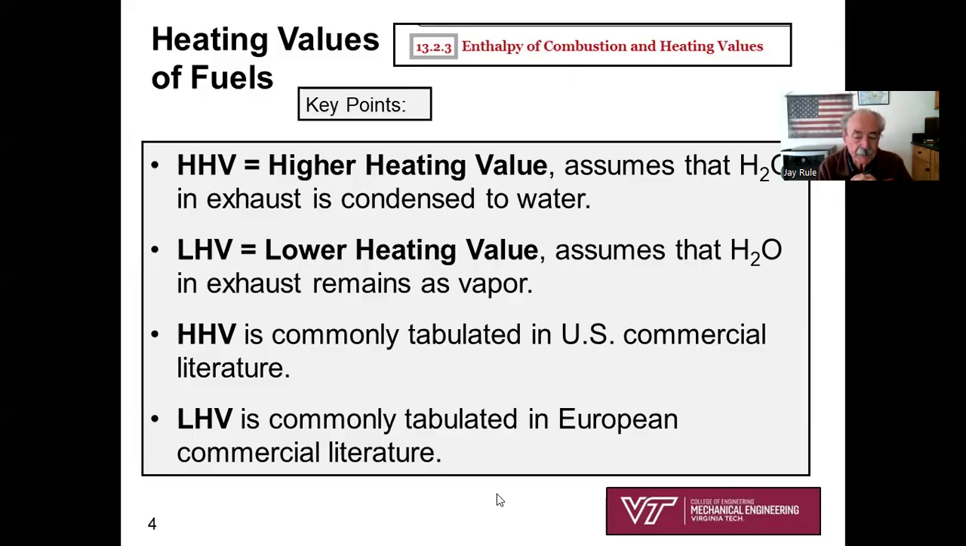It's about 800, 900 BTUs per pound mass. Wow, that's kind of a lot in the whole scheme of things. The lower heating value assumes that the H2O in the exhaust remains as vapor. And your common sense tells you that sort of makes sense, because when you look up at an exhaust stack, you don't see water pouring out of it, do you? You see that it's pretty much vapor coming out of the exhaust stack.